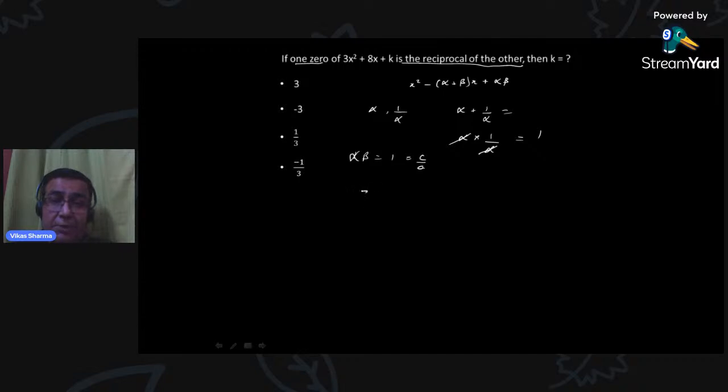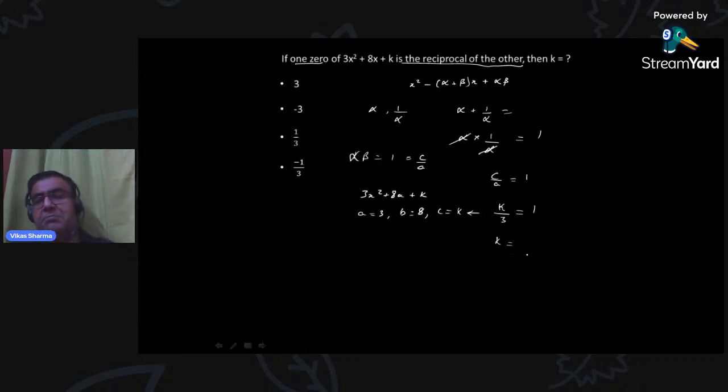In this polynomial 3x square plus 8x plus k, a is equal to 3, b is equal to 8, and c is equal to k. That means c upon a is equal to 1. Using this, c upon a will be k upon 3 is equal to 1. Therefore, k will be equal to 3. So obviously the first option is the correct option.